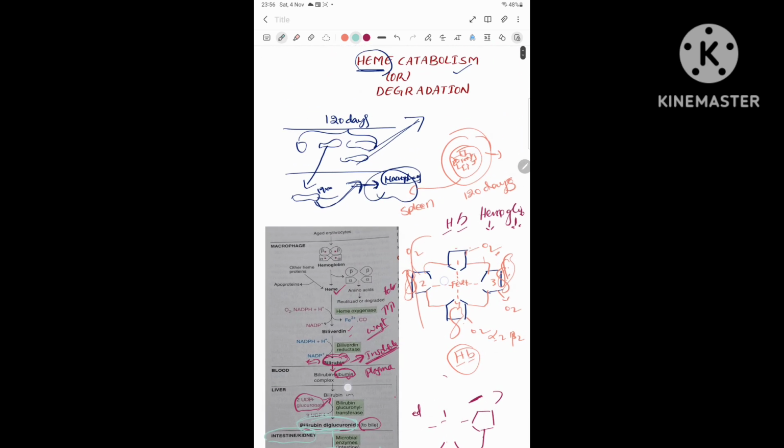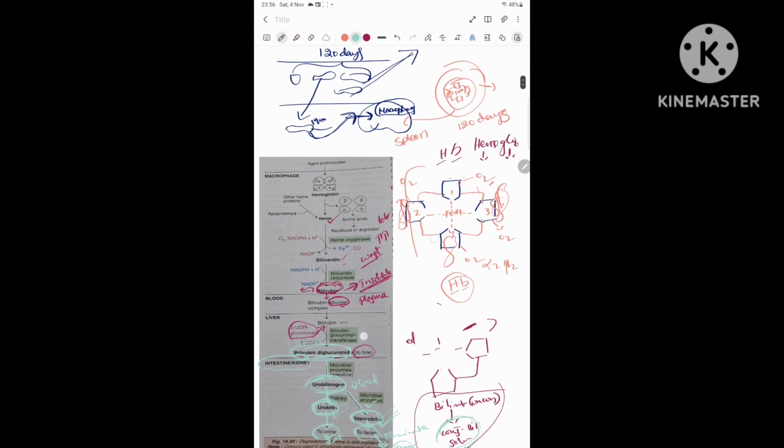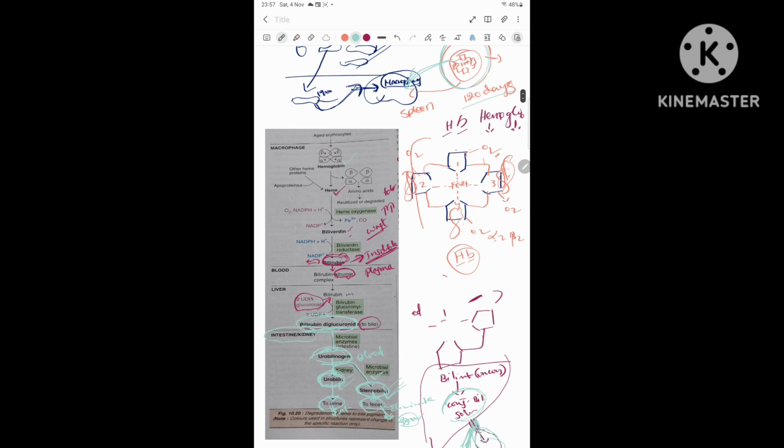So this is the degradation of heme, or catabolism of heme, all about heme catabolism and degradation. Let me recall everything again. After the 120 days of RBC lifespan, the whole RBC will be engulfed by the macrophages in the spleen. Then the macrophages separate hemoglobin from the RBC. This hemoglobin will be split into two parts, heme plus globin. This heme will be converted to biliverdin, and biliverdin will be converted to bilirubin.